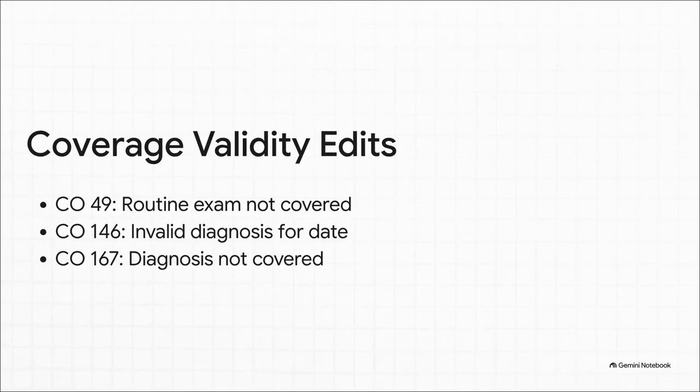Beyond basic demographics, we run into rigid coverage and validity edits. Take CO49, for example. This is a classic unbundling trap. Say a urinalysis, CPT 81003, is denied because it was billed with a routine preventative exam diagnosis, Z00.01. To resolve this PR49 denial, assuming the clinical documentation supports it, you'd have to link that lab test to a specific diagnostic symptom code like N39.41 for urinary incontinence. We also see CO146 and CO167.